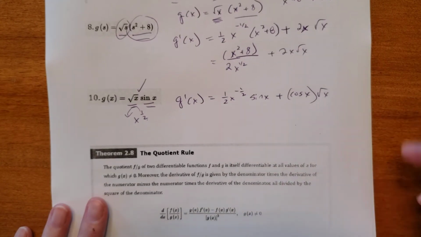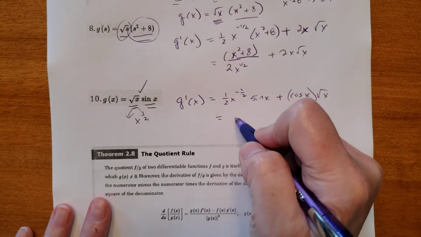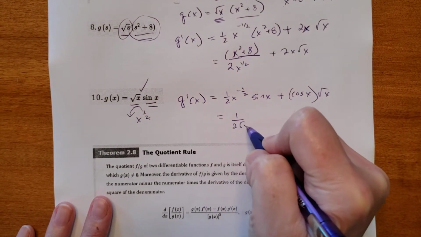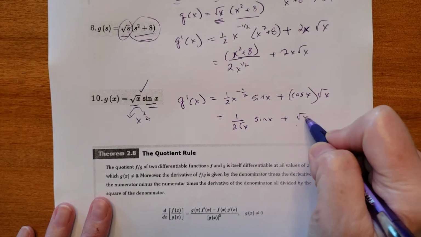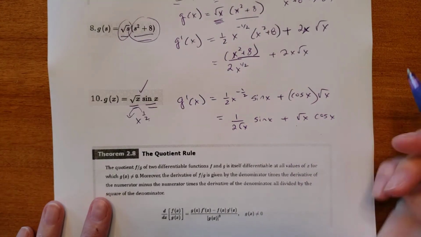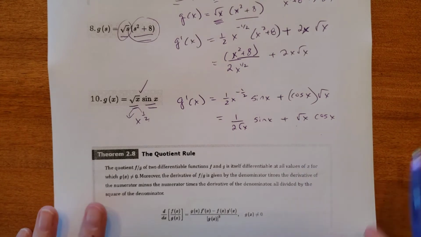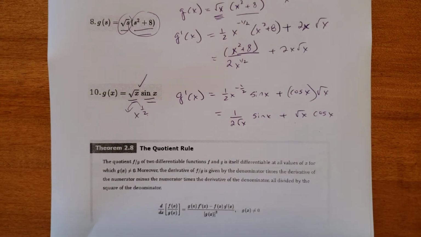So again, you can clean it up a little bit. That would make it 1 over 2 square root of x sine x, plus then square root of x cosine x. It just looks nicer to pull the square root in front of it. It's not a big deal.